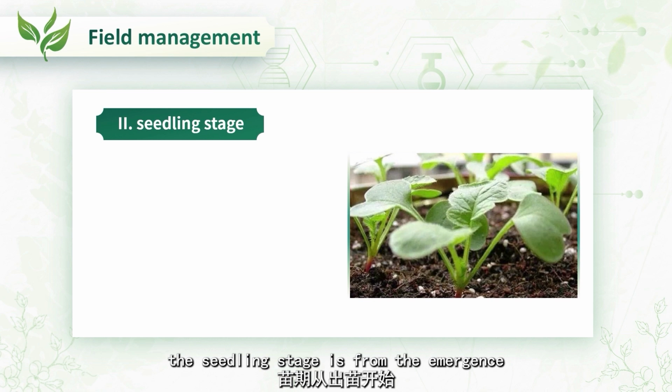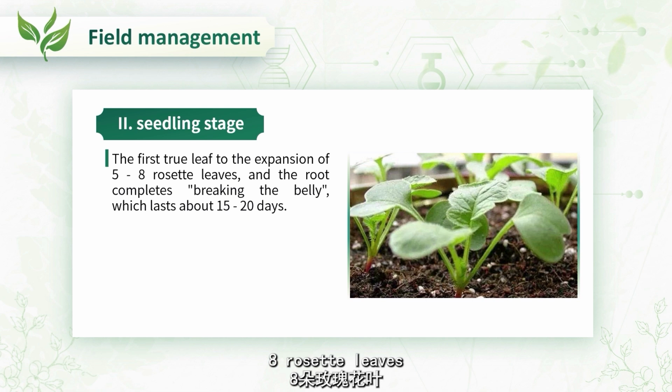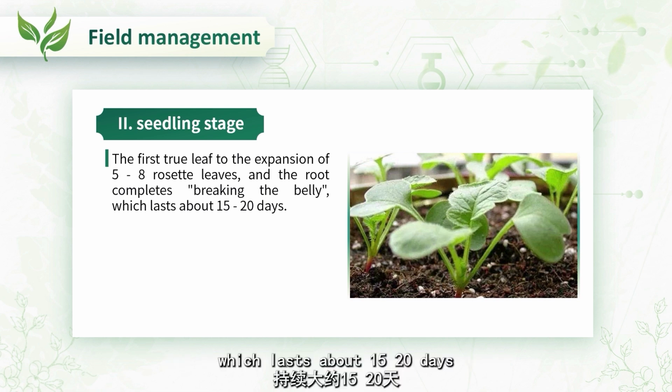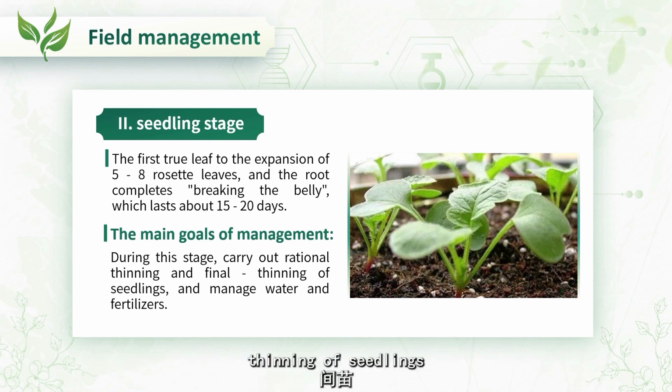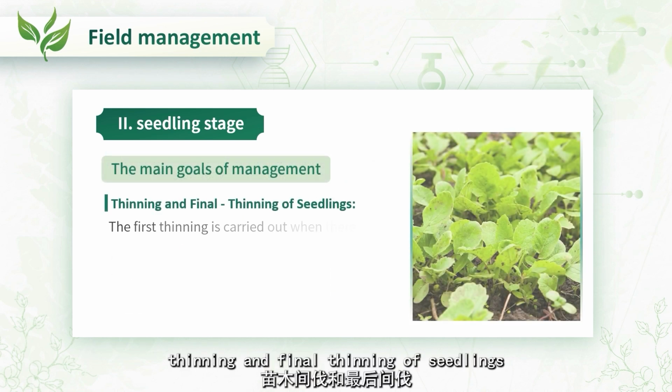The seedling stage is from the emergence of the first true leaf to the expansion of 5-8 rosette leaves, and the root completes breaking the belly, which lasts about 15-20 days. During this stage, carry out rational thinning and final thinning of seedlings, and manage water and fertilizers. Thinning and final thinning of seedlings.